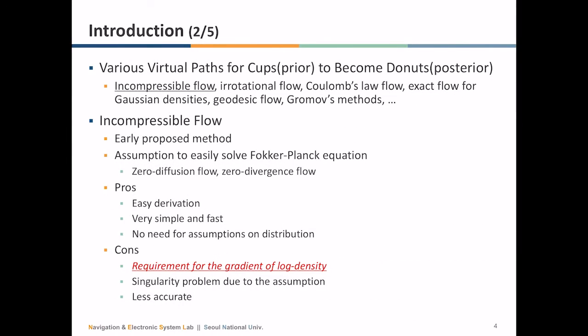Since the flow is a virtual process connecting prior density and posterior density, there are various solutions depending on assumptions or constraints. We deal with the incompressible flow that was presented earlier. This flow assumes zero diffusion and zero divergence, and the assumption makes it very easy to solve the Fokker-Planck equation. It has the advantage of being easy to derive, simple and fast to implement, and requires no assumptions about distribution. The only thing we need to know to implement this flow is the log density gradient.